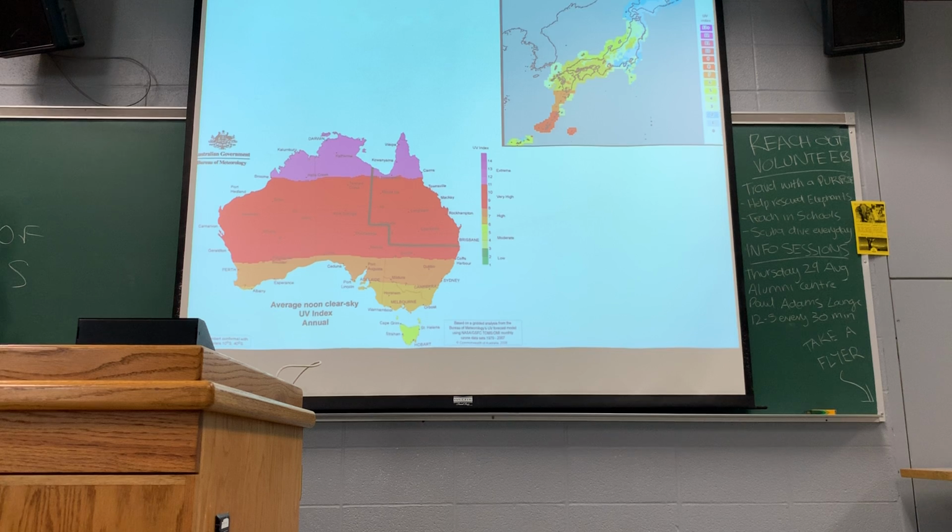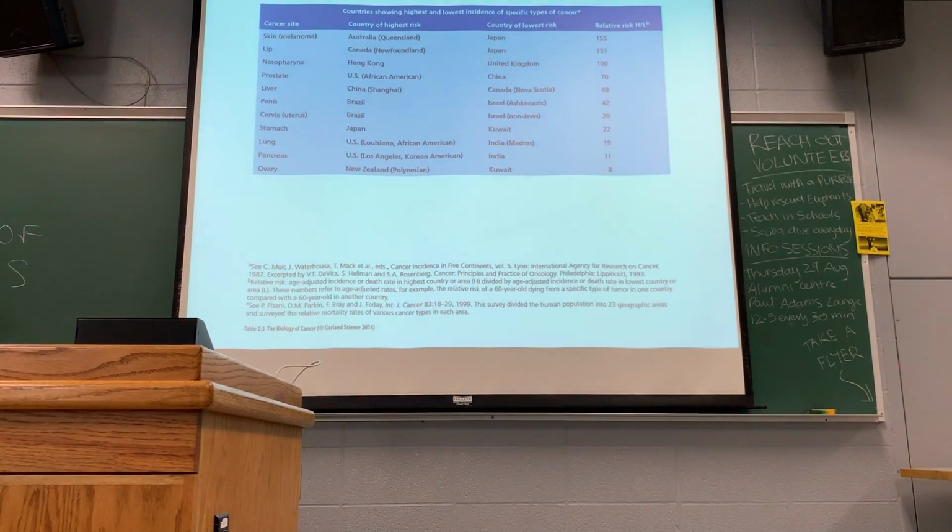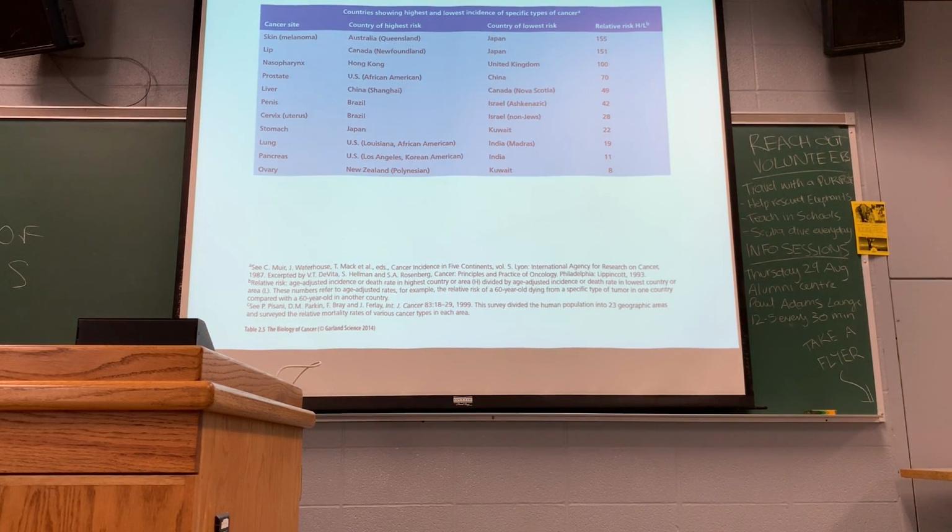Can you think of any other ideas? There are other countries close to the equator, right? There are a lot of other countries close to the equator that have probably as much UV exposure as Australia. So what other things might contribute to this extremely high risk of melanoma in Australia?